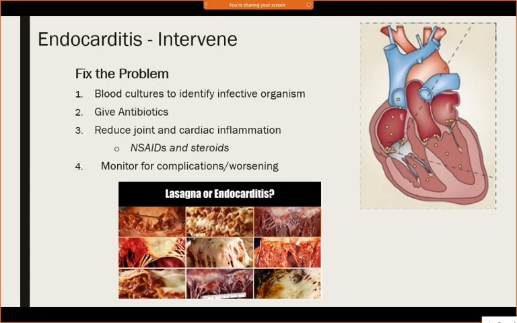So what we're going to do to fix it is do blood cultures to identify which bacteria it is. We know there's a bacteria in there causing endocarditis. We will give antibiotics because it is an infection of some kind. If you do have joint pain and inflammation, nonsteroidals and steroids are great at reducing the inflammation around the heart.